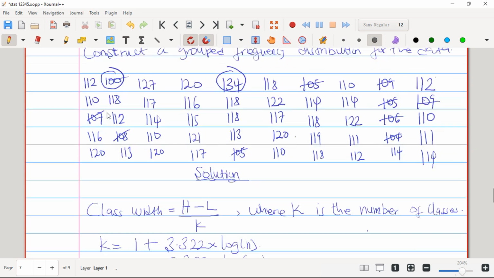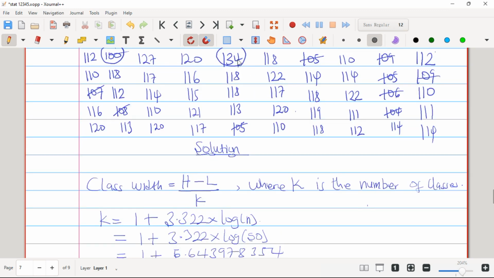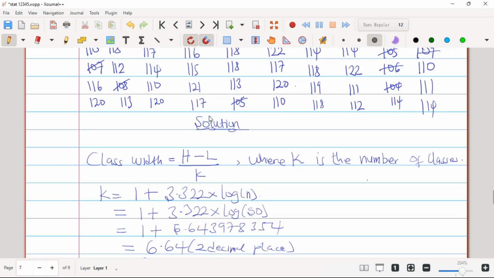So the first thing that has to come to the back of your mind is how to calculate your class width. We can see clearly that the class width is equal to H minus L divided by K, where K is the number of classes, H is the highest value that we have in the raw data, and L is the lowest value that we have in the raw data. The largest value in the raw data is 134, and the lowest value is 100.